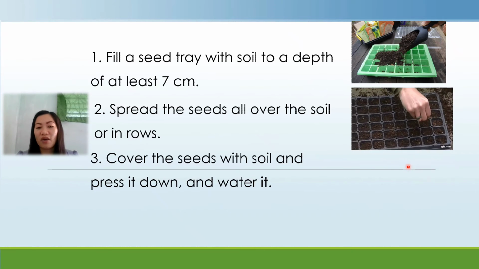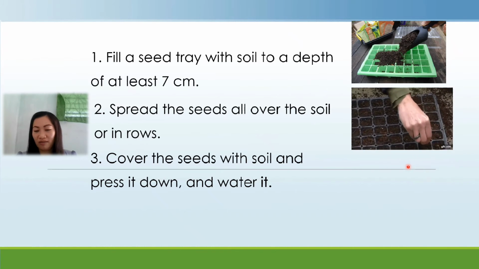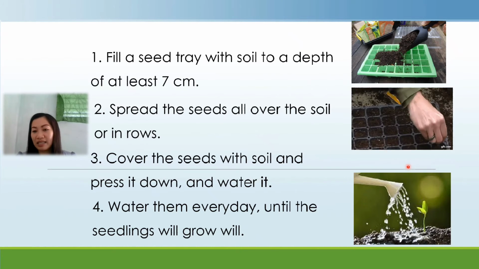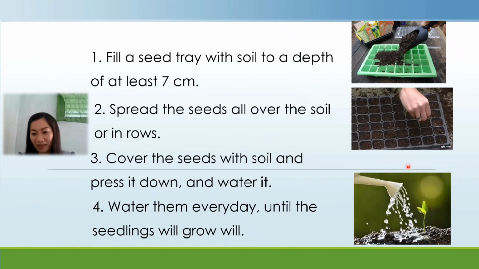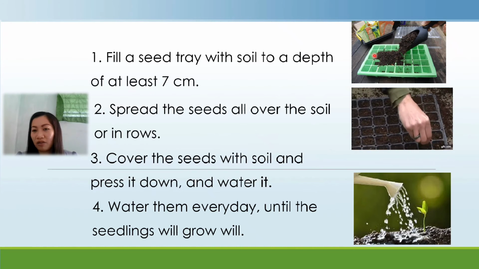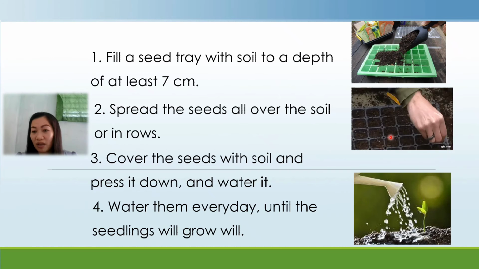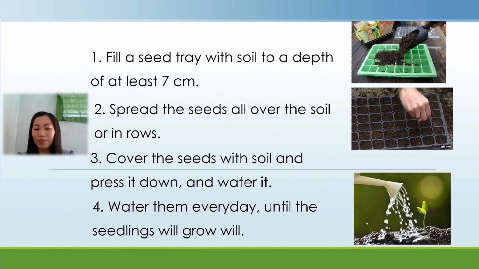The third is to cover the seeds with soil, press it down, and water it. And the last one is to water them every day, in the morning and in the night, until the seeds grow well. It's very simple, right? Fill the tray with soil, put the seeds in the trays, and then water them every morning and every night, every day, so that the plants will grow.